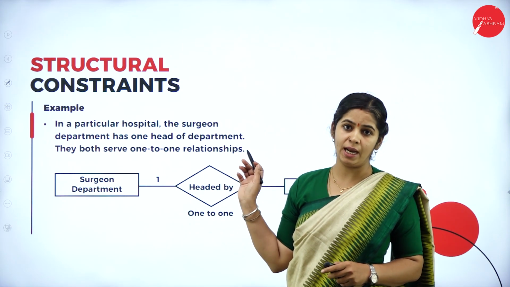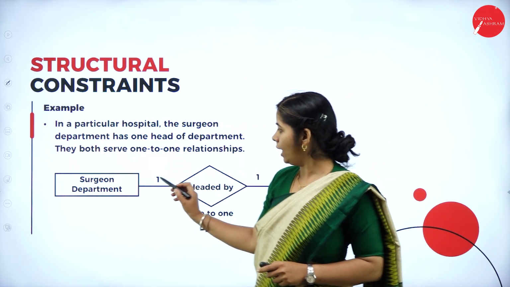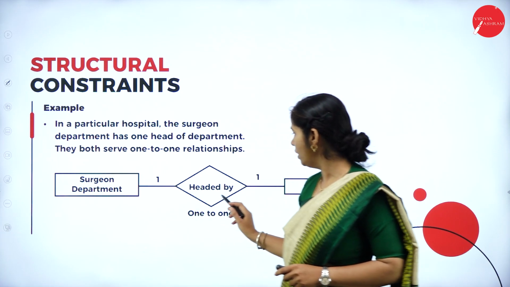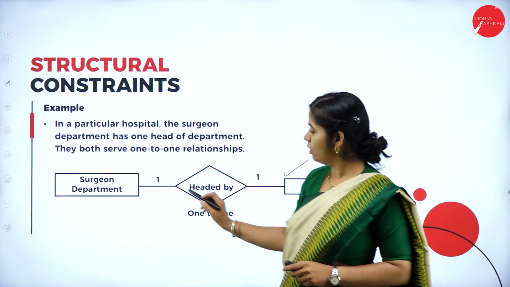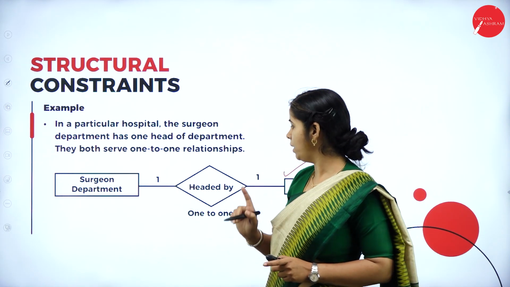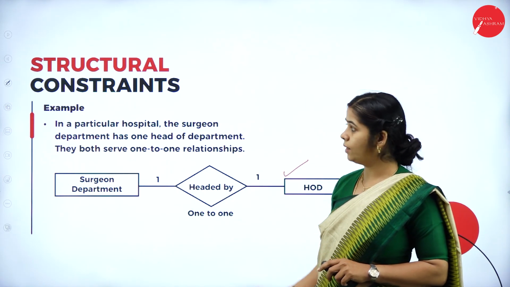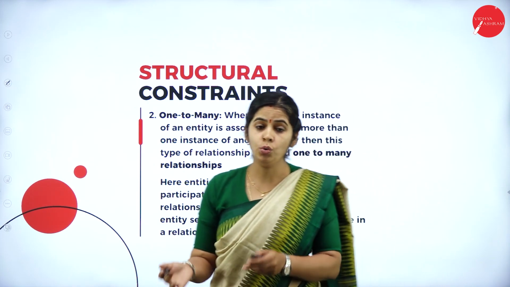This is one more real life example for 1 to 1. We have a surgery department. A surgeon is heading one department as an HOD. So for one department there should be one HOD only. Next, what we have is the 1 to many constraint.